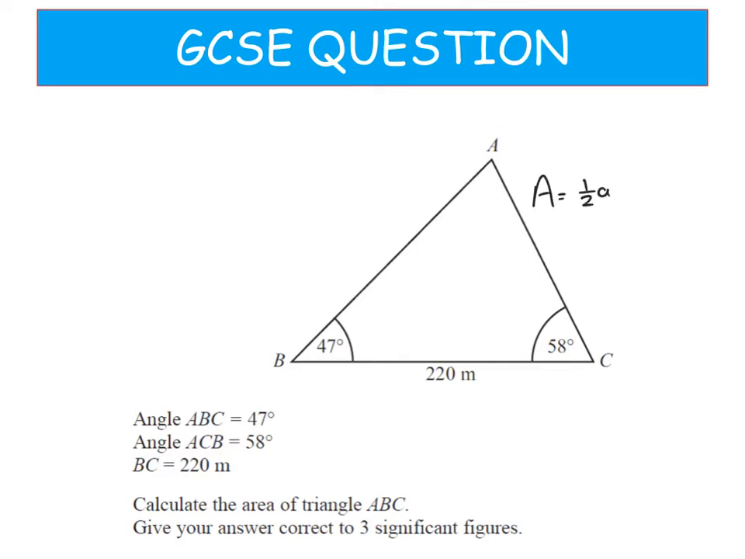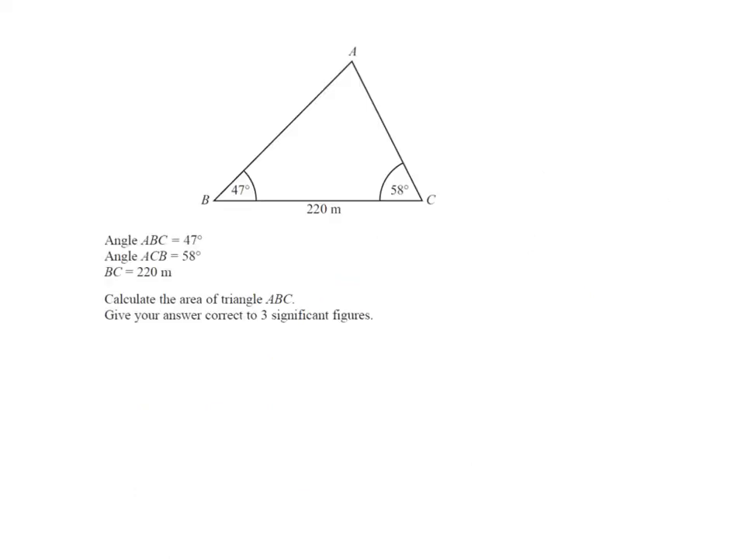ab sine C. Just remember that the angle needs to be enclosed by two sides. So if you were going to use 58 here, then you would need this side and this side. If you were going to use 47, then you would need this side and this side. Okay, so pause the video now and have a go at this question, and then I'll answer it in just a moment for you. Okay, so there's the question.